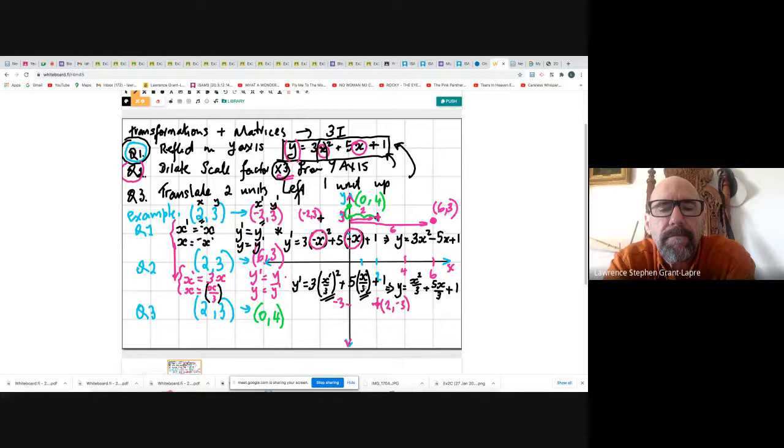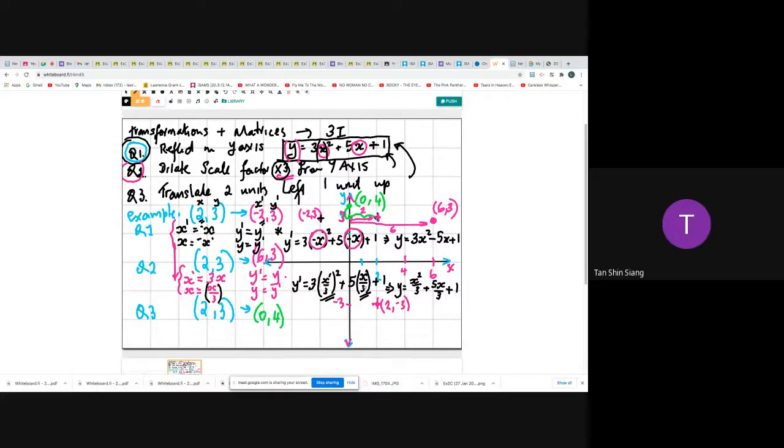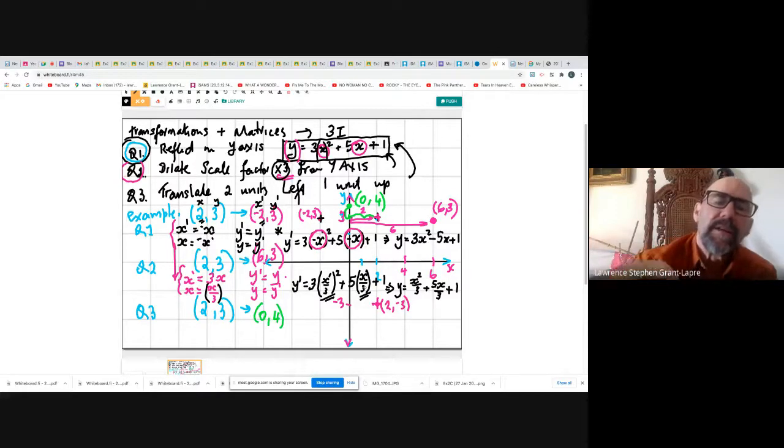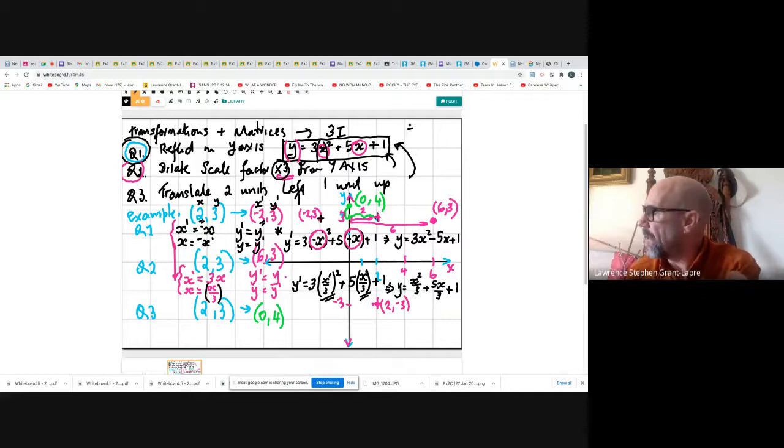x over 0.5. Yes, which becomes 2x. See, x divided by a half is the same as 2x. So you put the 2 on top. Like if it's half, you become 2x. If it's a third, it's 3x. If it's a quarter, when you divide by a quarter, that's the same as... To divide by a half is the same as times by 2 over 1. Yes?